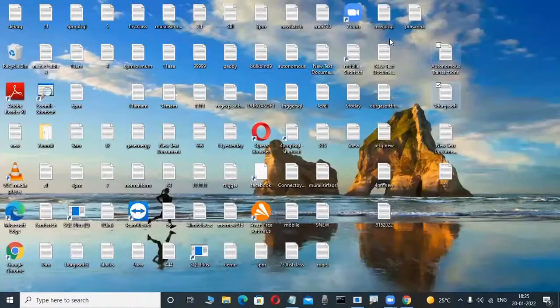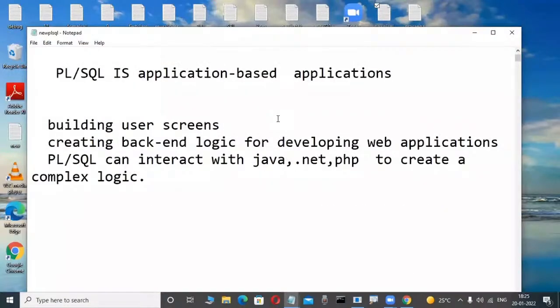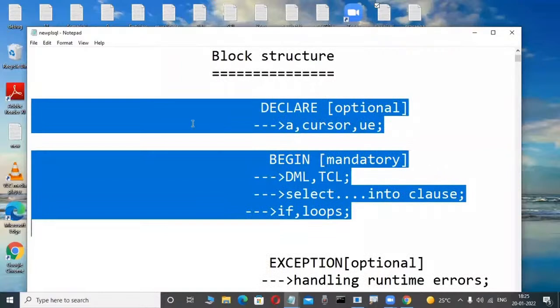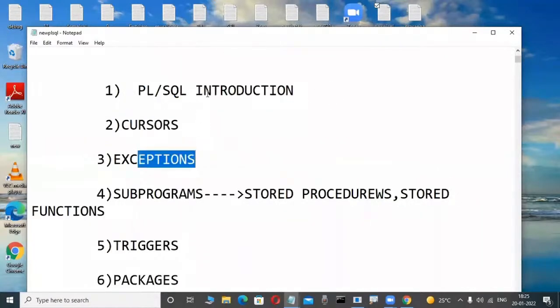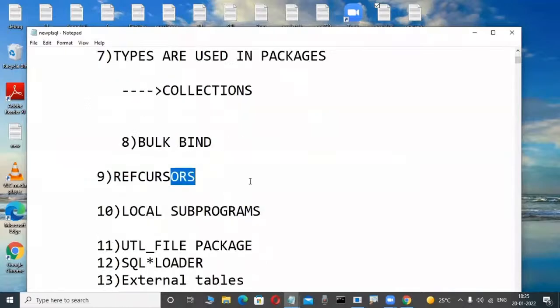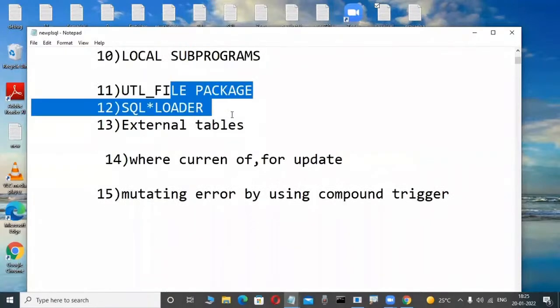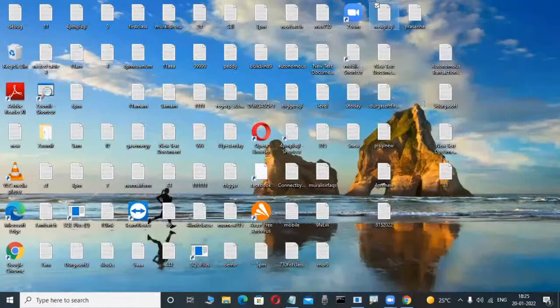Again, PL/SQL means a little bit of coding is there. Don't be afraid, this is PL/SQL. PL/SQL means this type of little bit of coding you are writing here. In PL/SQL there are cursors, exceptions, stored procedures, stored functions, triggers, packages, types, collections, bulk bind, ref cursors, local subprograms, UTL_FILE packages, SQL*Loader, external tables. So many things like this. So much syllabus is there.